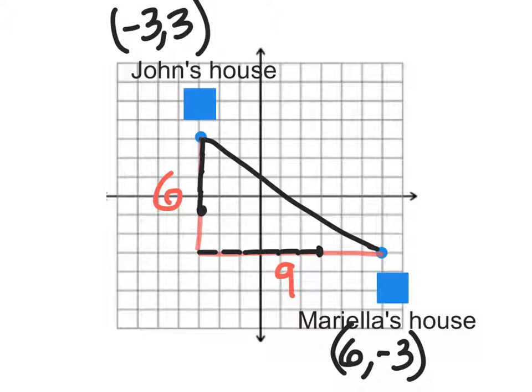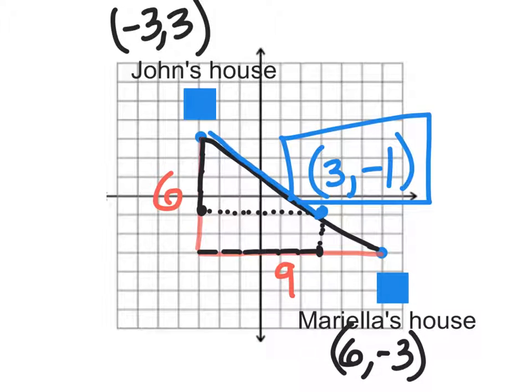Let's take a look at where these points intersect. Right about here. So John would walk along this route with Mariella, and then Mariella would go home while John would walk back to his own house. We can use a formula to do this too. 3, -1 is our 2/3 point. Let's see how we could use a formula to do that.